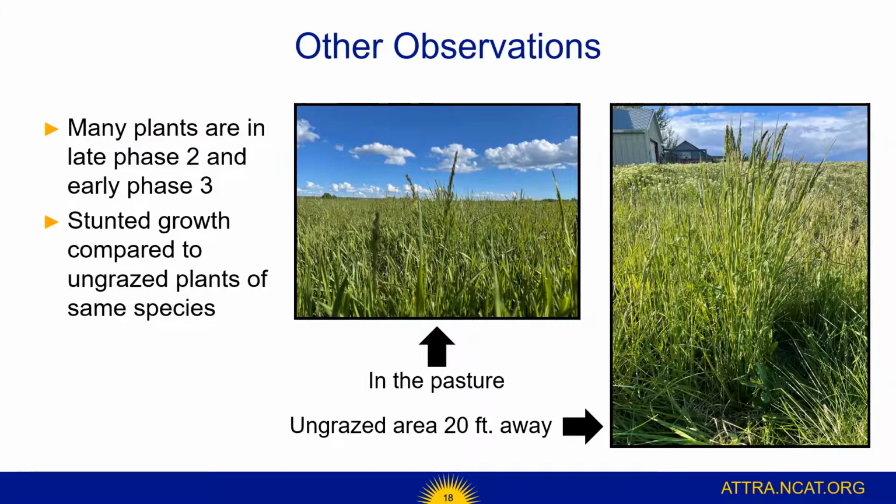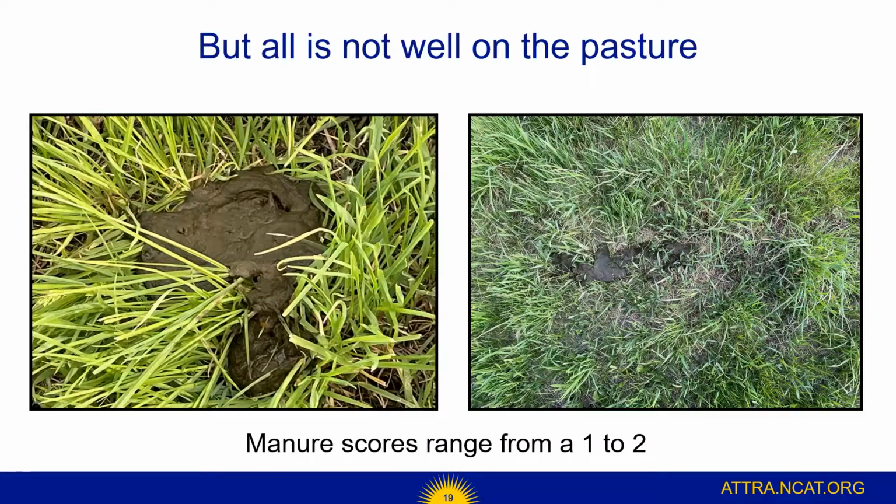But then I started walking the fence line a little bit. I didn't want to trespass out there, so I just looked at what I could see from where I was standing, and I started looking at manure. And I saw at least 5 or 6 manure pats that were there, and you're seeing the pictures of some of the ones that I was seeing, but pretty much every single manure pat that I was seeing was scoring between a 1 and a 2.